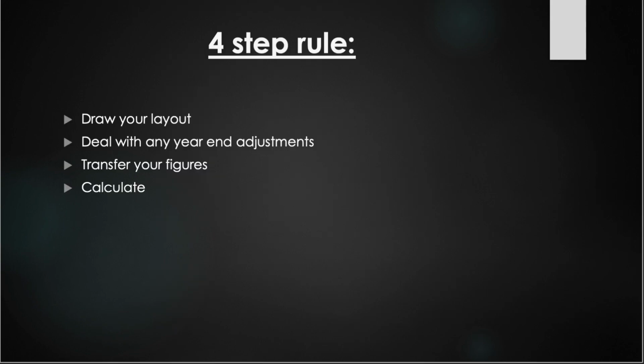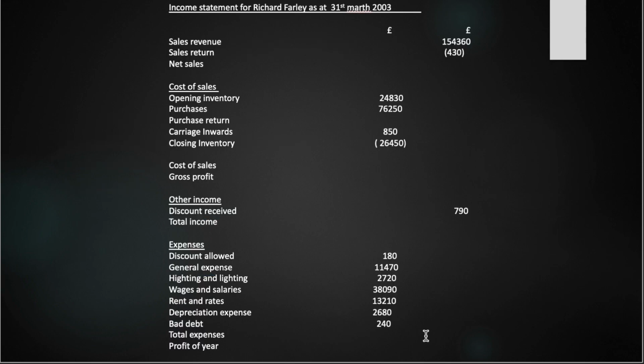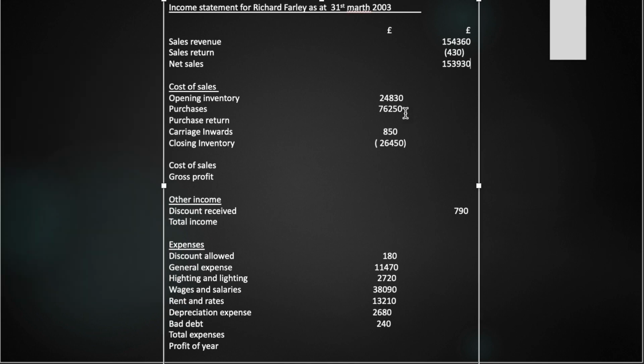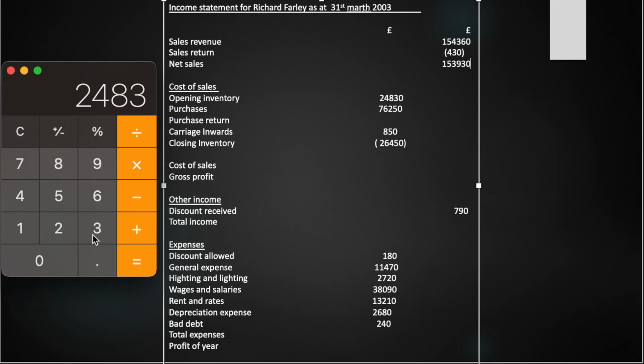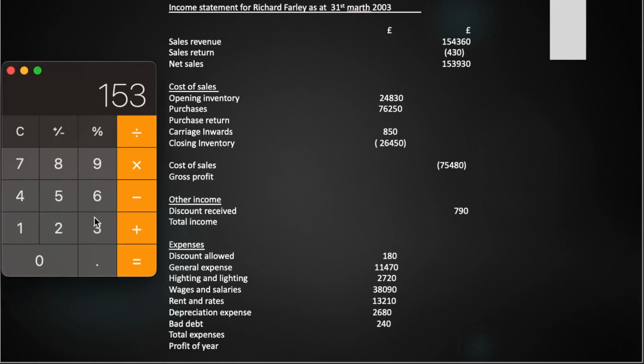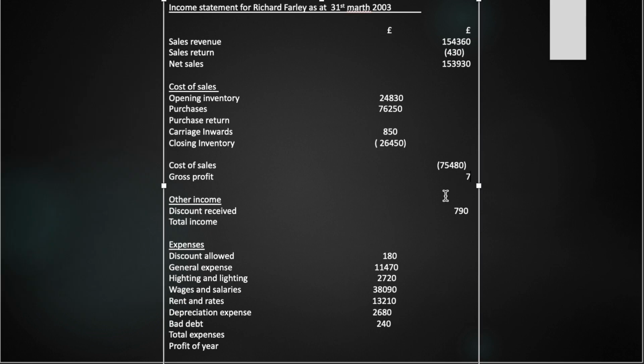Okay, since we finished transferring our figures, it's time to calculate them. So as always, we start with our income statement first. So we do sales minus sales return, and that gives us 153,930. Now we do cost of sales, which is opening inventory, plus purchases, minus purchase return, but we don't have any purchase returns, plus carriage inwards, minus closing inventory, and this gives us 75,480. And then the way we work out gross profit is net sales minus cost of sales, and that gives us a total of 78,450.